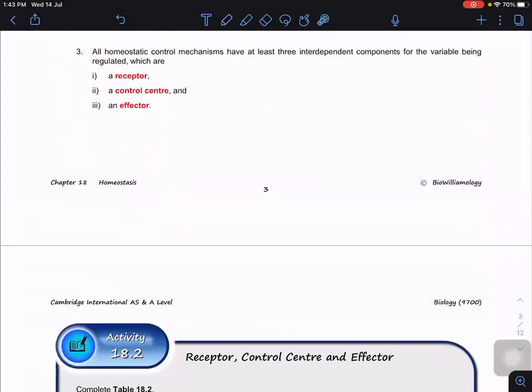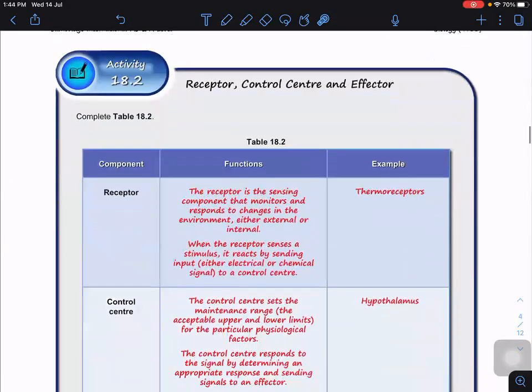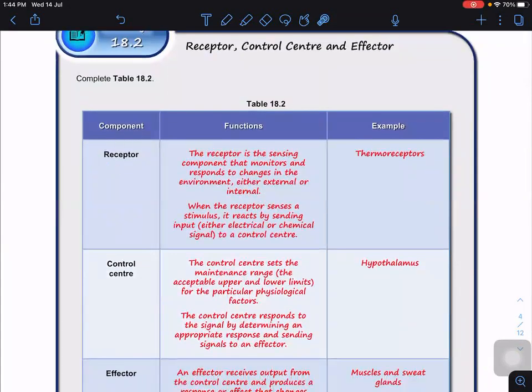So all homeostatic control mechanisms have at least these three interdependent components. We have the receptor, control center, and also the effector. So what are their roles? For the receptor, very important, they have to sense and detect, and monitor the change in the environment, either external or internal environment. So they must be able to detect.